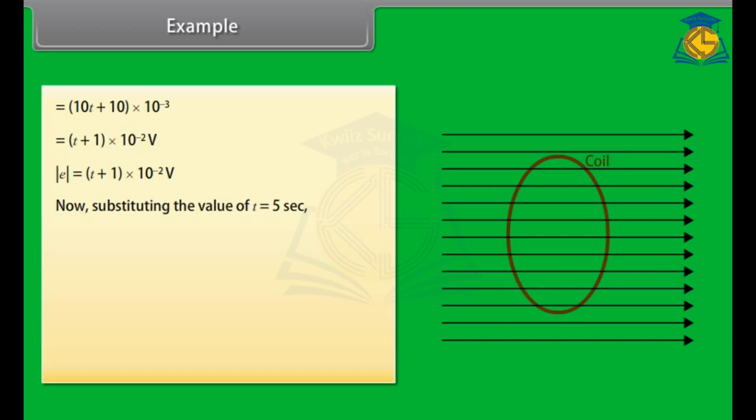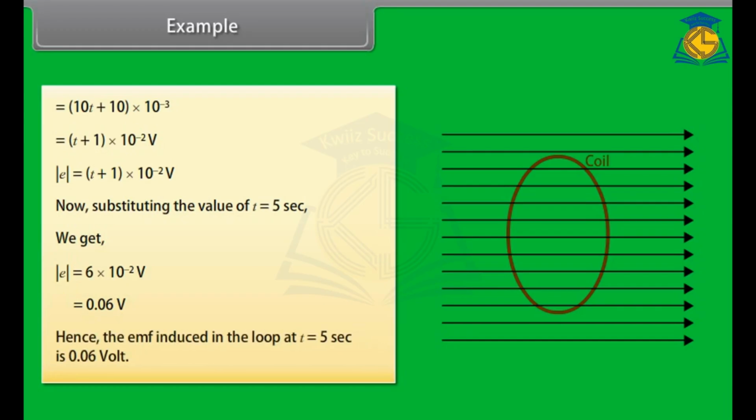Now substituting the value of t as 5 seconds, we get E as 0.06 volt. Hence the EMF induced in the loop at t equal to 5 seconds is 0.06 volt.